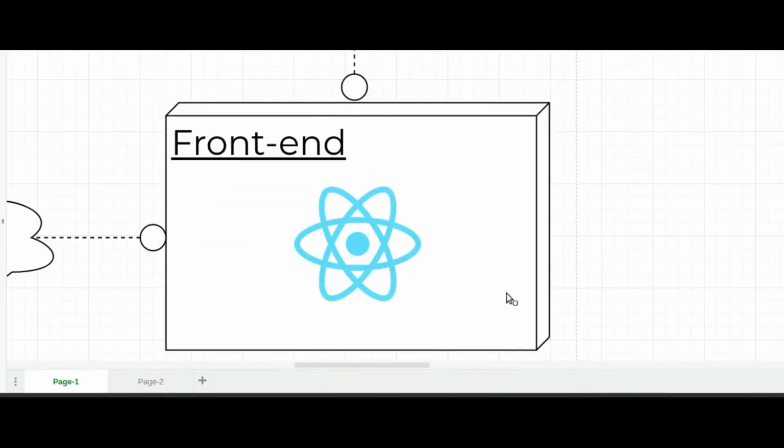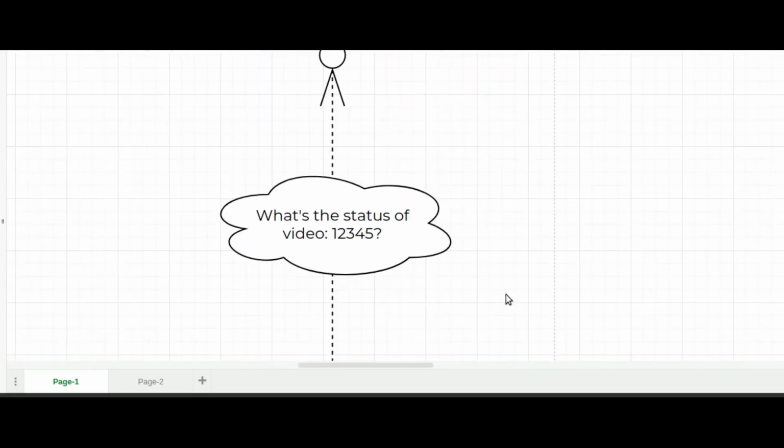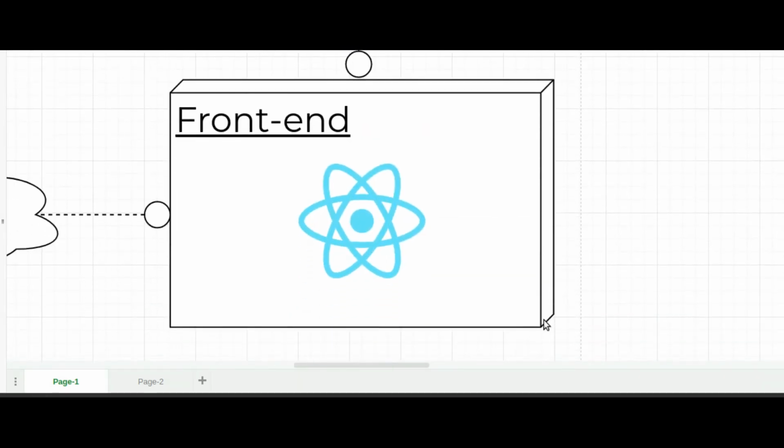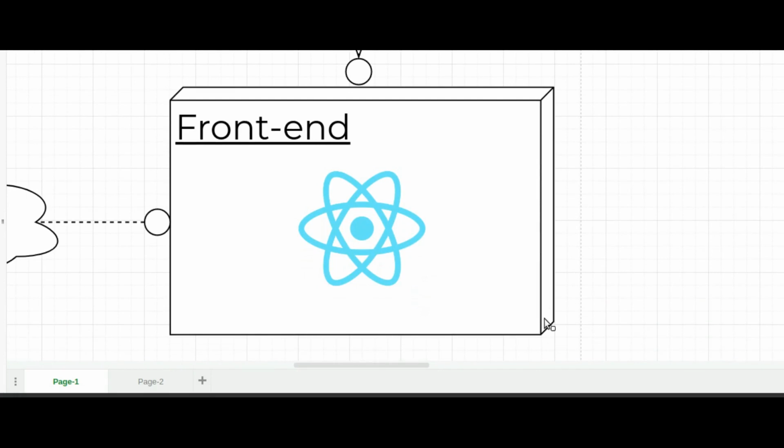Now, in the future, the front end's going to say, hey, what's the status of the video 1, 2, 3, 4, 5? And Ruby on Rails is going to say, okay, great. The progress is 100%. And React is going to go, okay, great. Now, for my video, in this specific case, there would be a unique URL on the server to navigate to, and that URL would then change the page and navigate you to where the video was sitting.